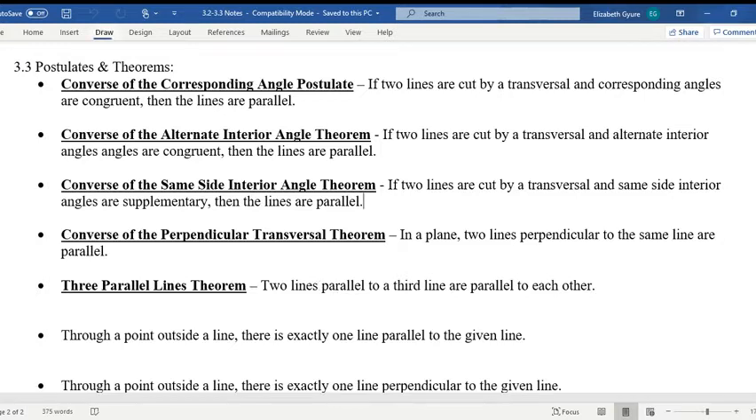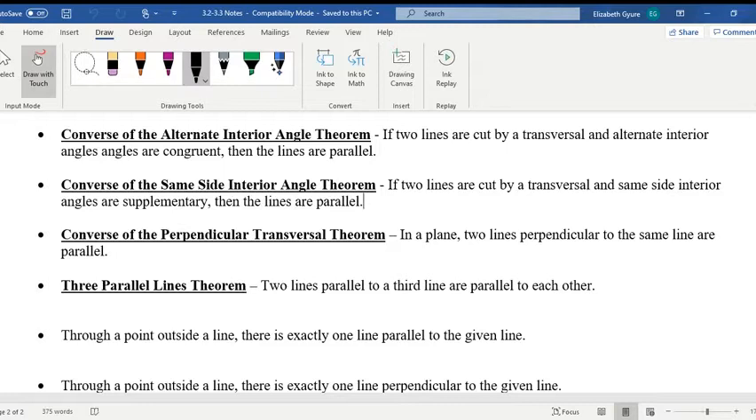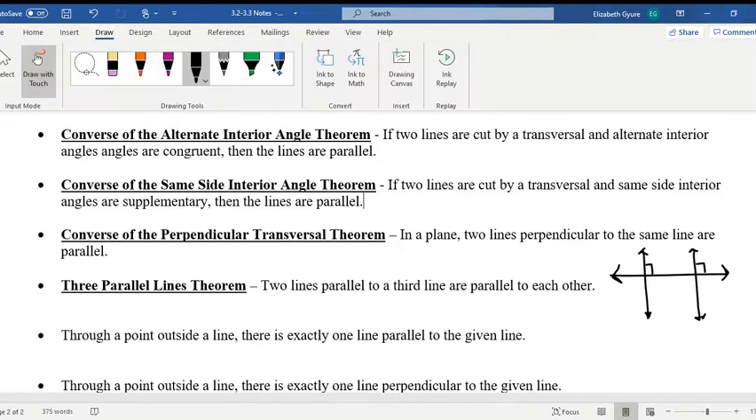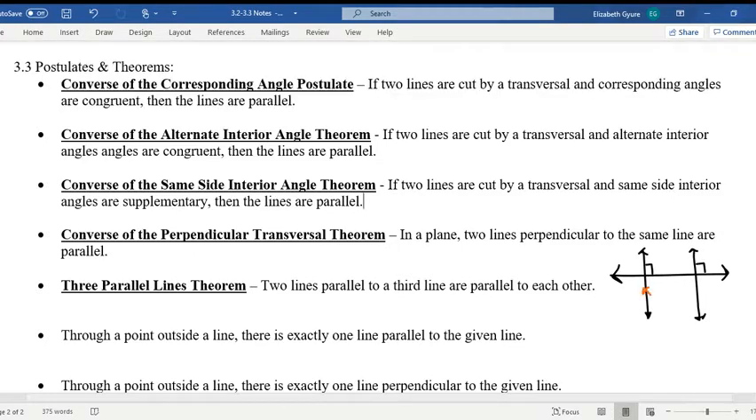For this one, I'll draw a little diagram for you here. Two lines perpendicular to the same line. So you'll have one line and a line that is perpendicular to it. What this theorem is saying is if there is another line that is also perpendicular to it, then these two lines will have to be parallel to each other. So that's what that theorem is saying.